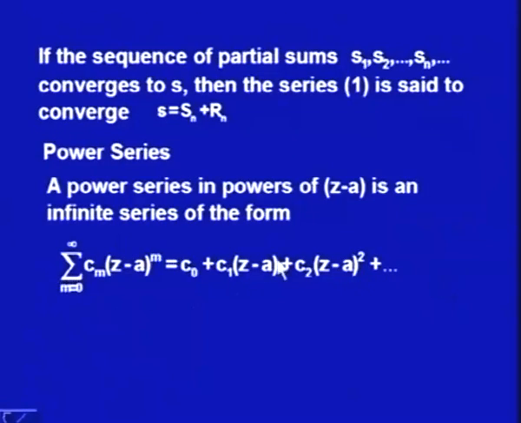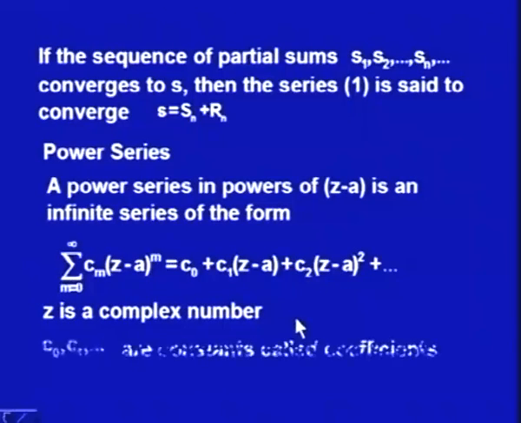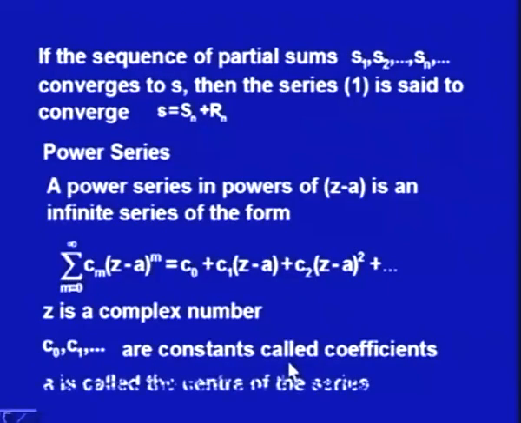We call it a power series because here each term is some power of z minus a. In this case z is a complex number, and c0, c1 etc. are constants called coefficients of the power series, and a is called the center of the series. When a is equal to 0, then this series will be a power series in powers of z only.